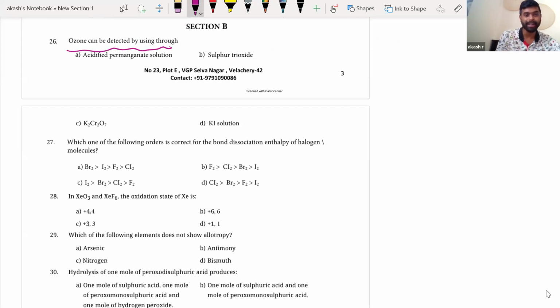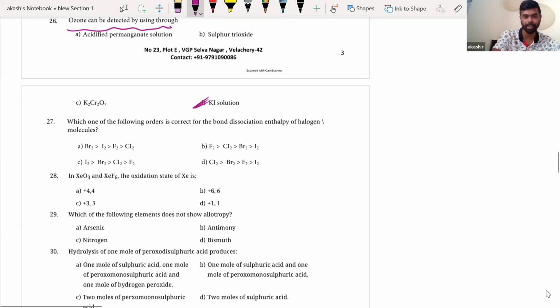Ozone can be detected using what? I think it is KI, right? Yes, sir. Yeah, I think it is KI. Okay, fine. You look at the reaction in the textbook.